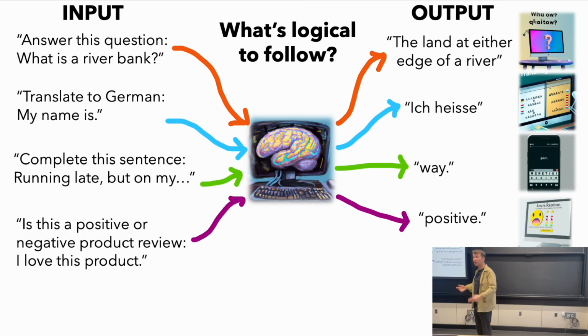If we give this model, it's really, really good, and we say, answer this question, what is a riverbank? I mean, if it's a good model that's able to generate the next words optimally, it should provide the real answer. If we just say to the model, translate the following text to German, "My name is," if it's really good at generating the next word, it should generate the actual German translation. Similarly, if we do this for other tasks, it should be able to do all the different things, because these are perhaps the most reasonable completions of our input text.